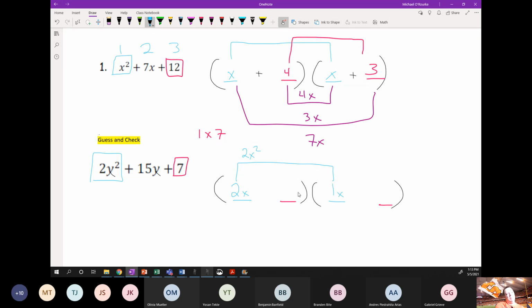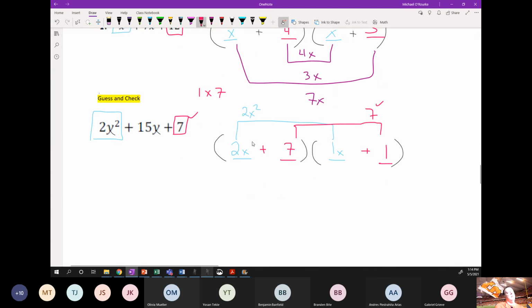And we have to have two things that multiply together to make 7 here. So I'm going to try, because we don't know which one's which. I'm going to try this first. I'm going to put a 7 there and a 1 there. And they're both pluses, so let's put pluses in the middle. Now we know that this works because 1 times 7 is 7. So we have a match here. But let's check the inside part.